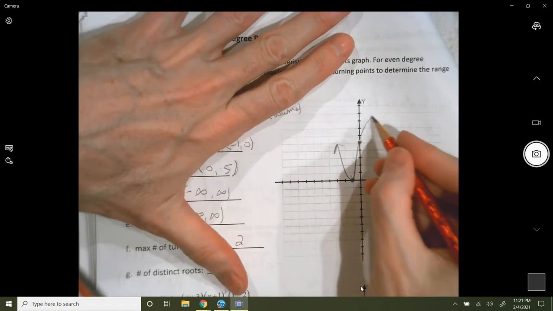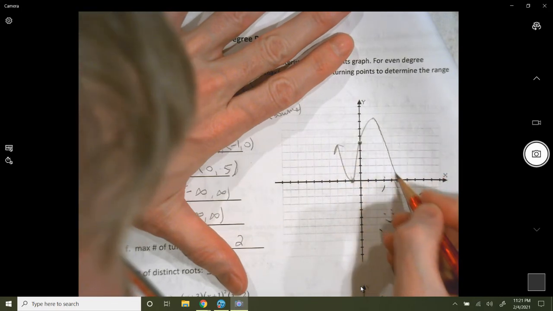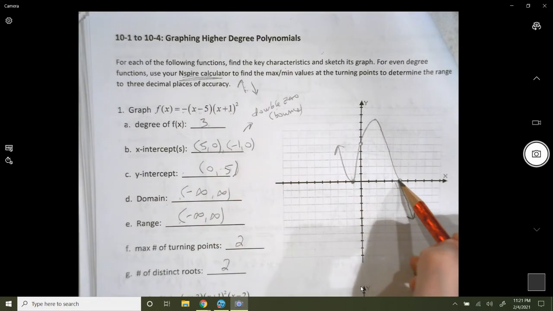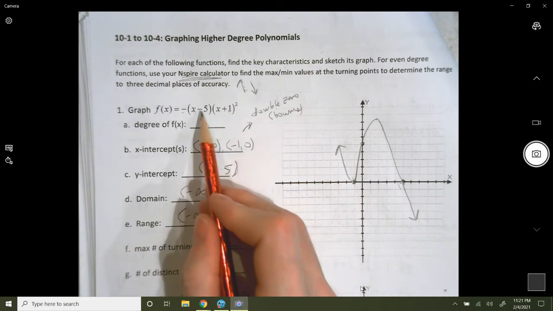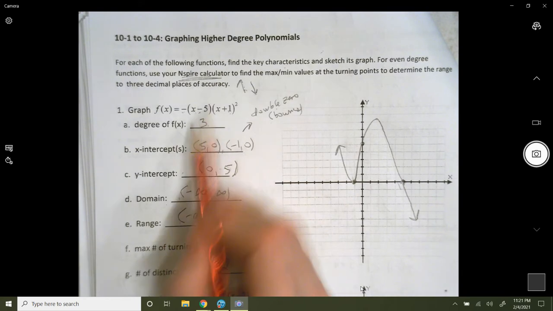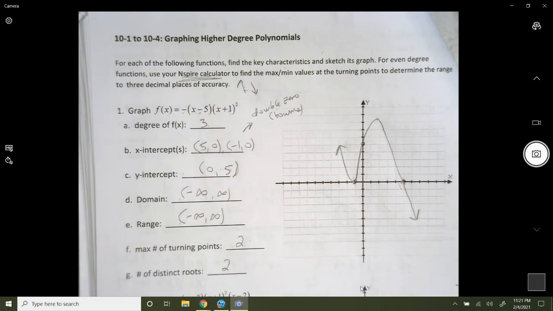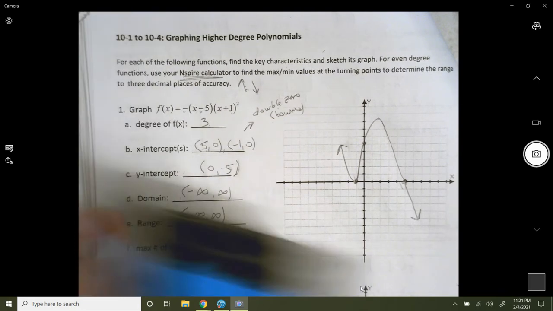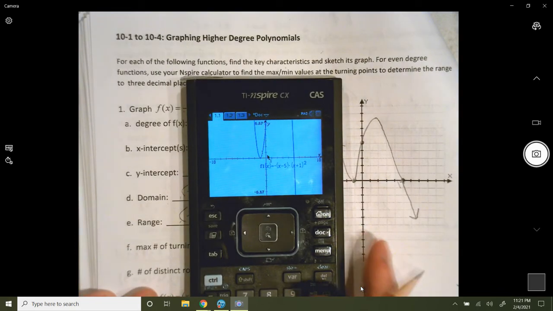Okay, we're going to need the calculator to clean that up. And this one just has a multiplicity of 1, 5, 0. That only occurred once. It's not x minus 5 squared, so I know I'm just going to pass through there. Okay, now if you go to your calculator, I've actually already graphed this one.